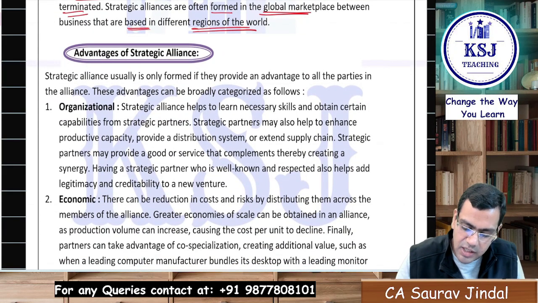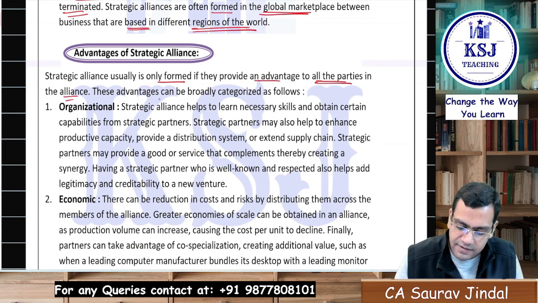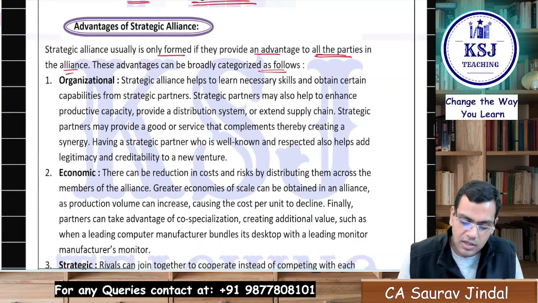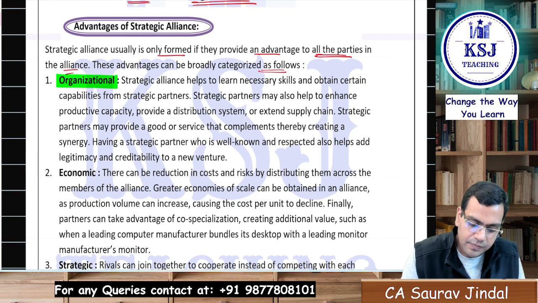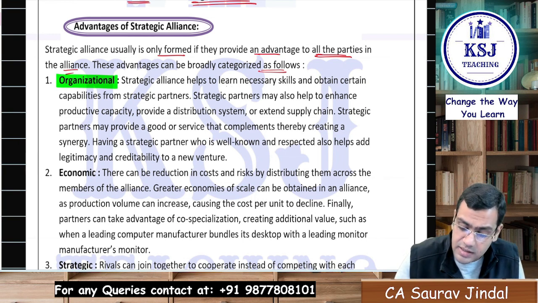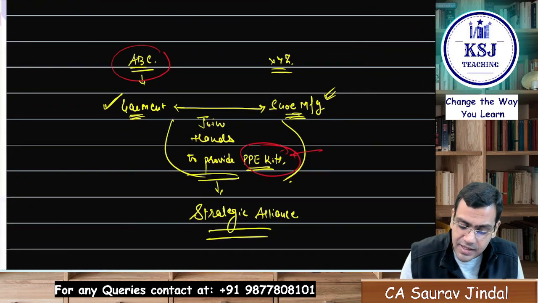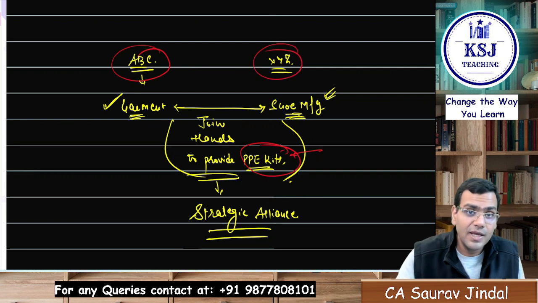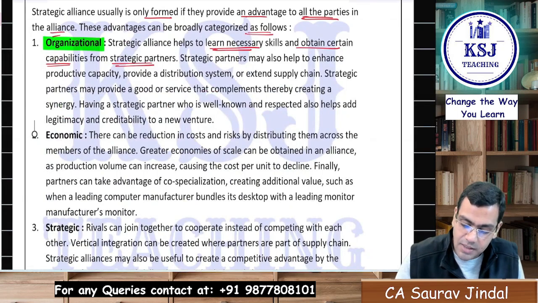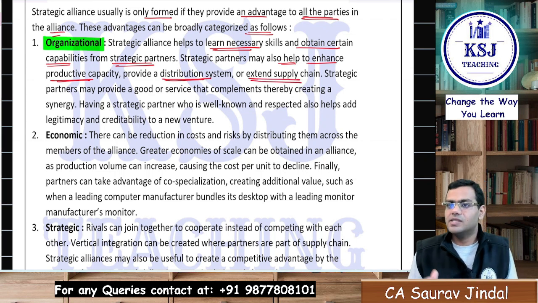A strategic alliance is usually only formed if it provides an advantage to all the parties in the alliance, obviously. The advantages can be broadly categorized as organizational, right? What is organizational? A strategic alliance helps to learn the necessary skills and obtain certain capabilities from the strategic partners. Here in this case, ABC Limited will learn from XYZ Limited how to make shoes. XYZ Limited will learn from ABC Limited how to make garments, right? Strategic partners may also help to enhance the productive capacity, provide a distribution system or extend the supply chain. So this is how the alliance can also be done, right?